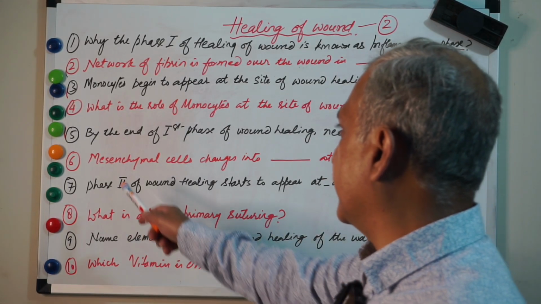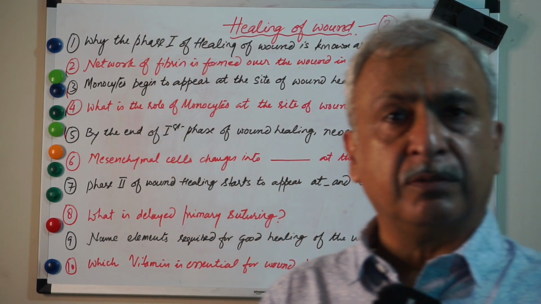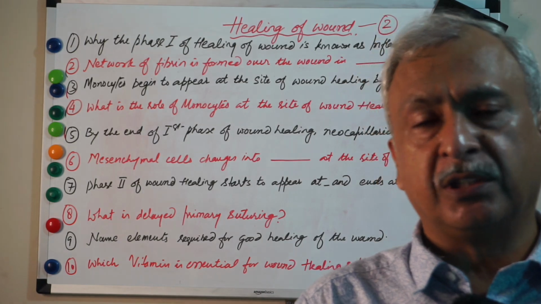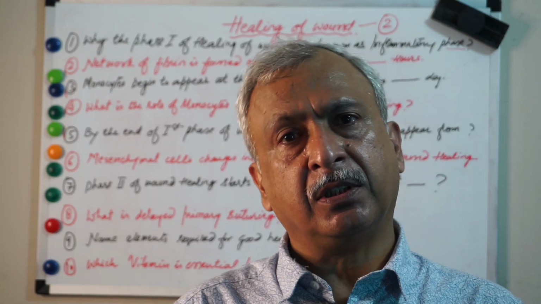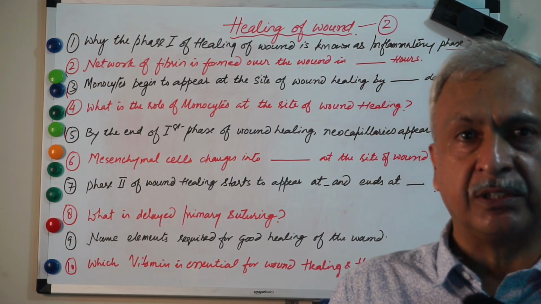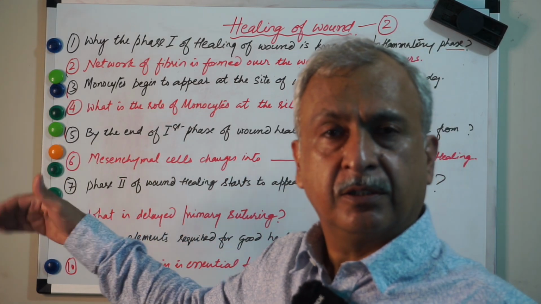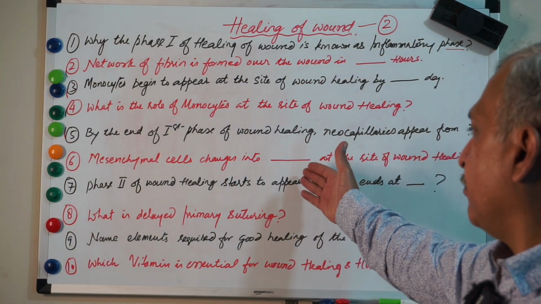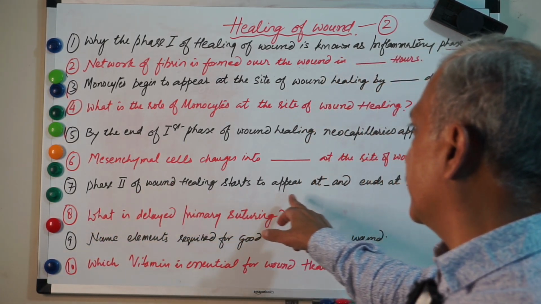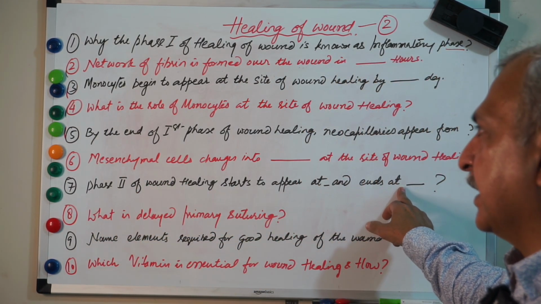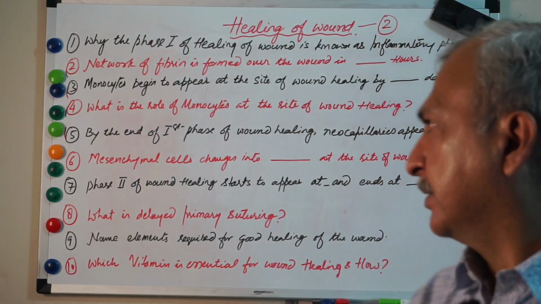Next question is 6: mesenchymal cells change into, at the site. By the second stage, mesenchymal cells also start appearing at the site of the healing of the wound, and you have to give what exactly these cells change into and progress the healing of the wound. Question 7 is, phase 2 of wound healing starts to appear at and ends at. You have to give the approximate duration when it starts and when it ends.